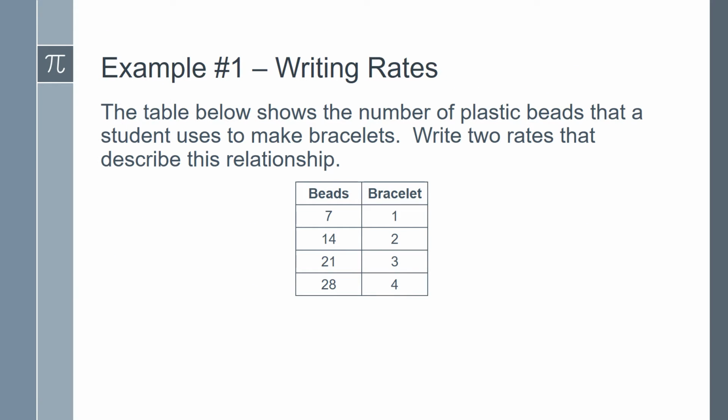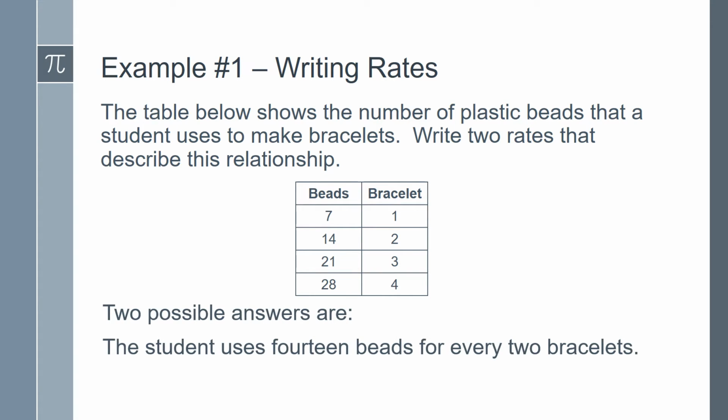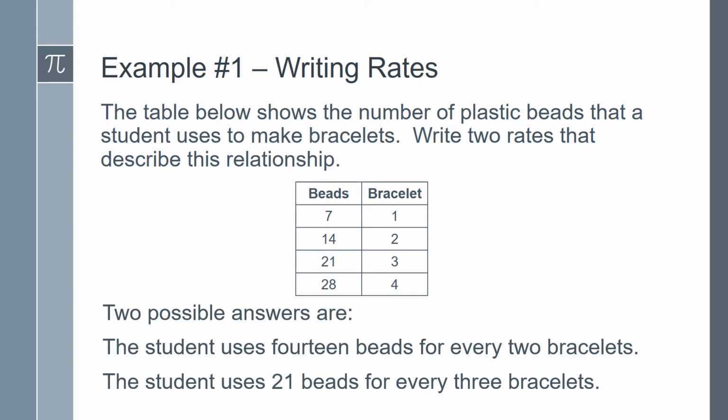Example number 1. Writing rates. The table below shows the number of plastic beads that a student uses to make bracelets. Write two rates that describe this relationship. Two possible answers are: the student uses 14 beads for every 2 bracelets, or the student uses 21 beads for every 3 bracelets. There are also other answers. For example, the student uses 7 beads for every bracelet, or the student uses 28 beads for every 4 bracelets.